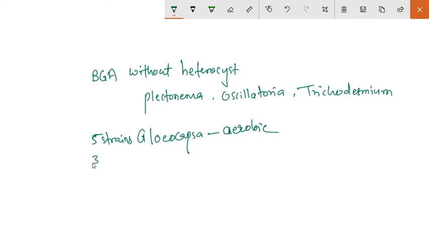आणि देर आर 3 स्ट्रेन्स ऑफ सिनकॉकस. ओके, सो इट परफॉर्म द फिक्सेशन ऑफ नाइट्रोजन इन अनएरोबिक कंडिशन. ओके, अनएरोबिक condition. Then the mechanism of nitrogen fixation.